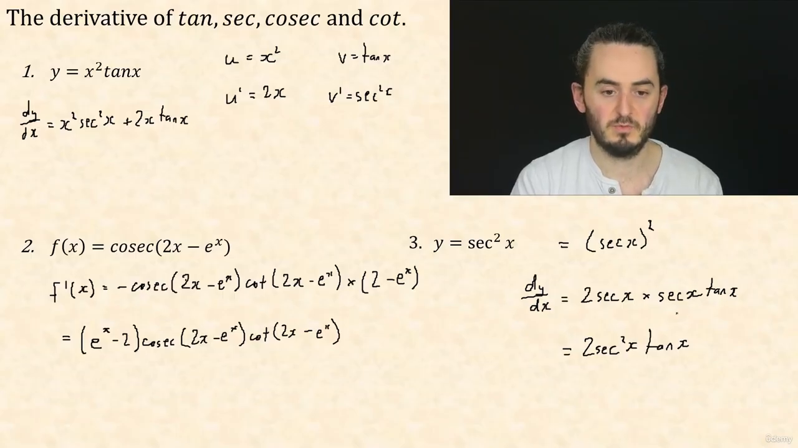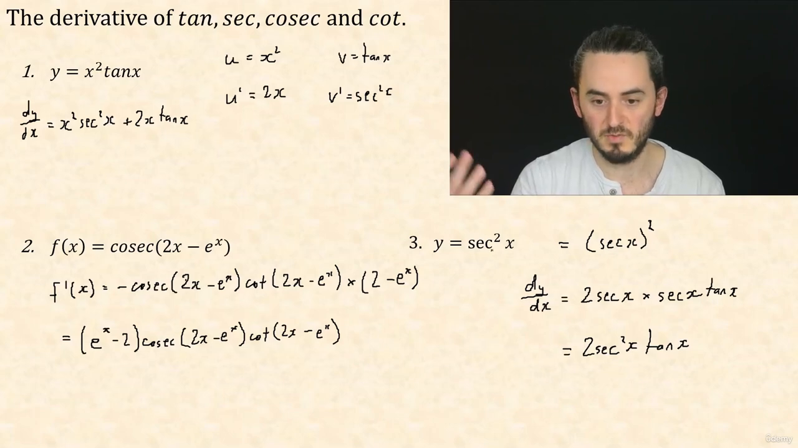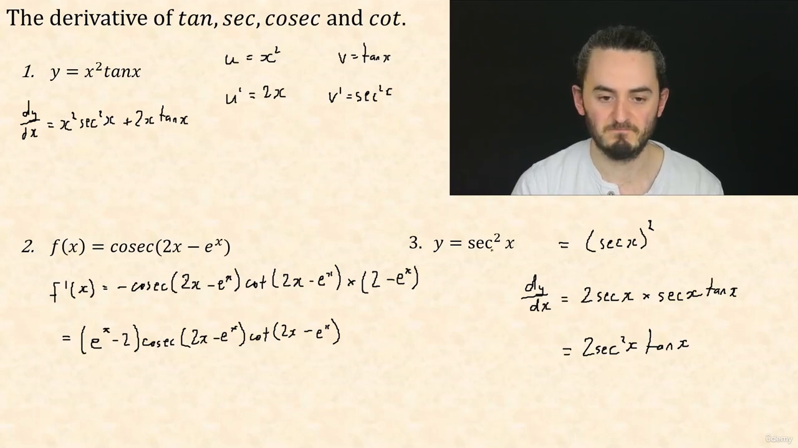Okay, so 3 different problems. We had a product rule question, we had a chain rule question that was sort of cosec of some stuff, and then we had another chain rule problem which was some stuff squared, sec x all squared.